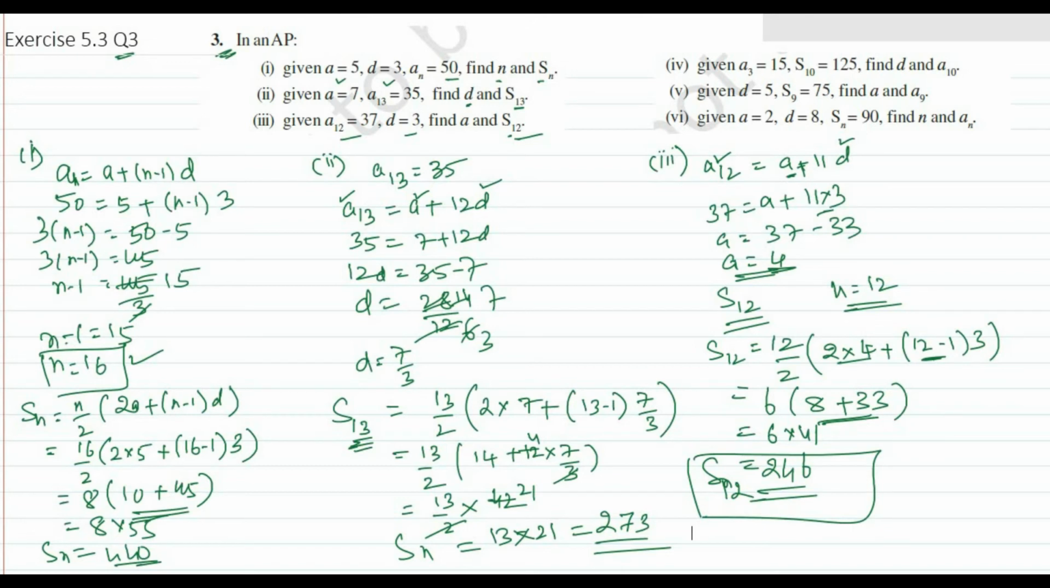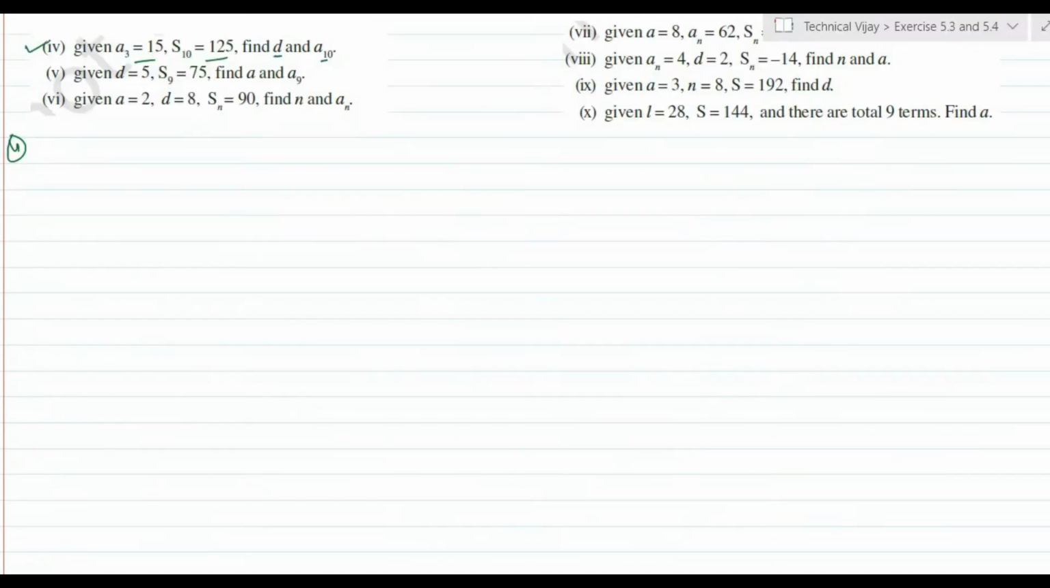So now we will go for the fourth one. In this fourth question, given A3 is equal to 15, S10 is equal to 125. So only two values he has given. Find D and A10. First we will use this formula, A3 is equal to A plus 2D. This we know. So 15 is equal to A plus 2D. After that S10 he has given, that is 125.